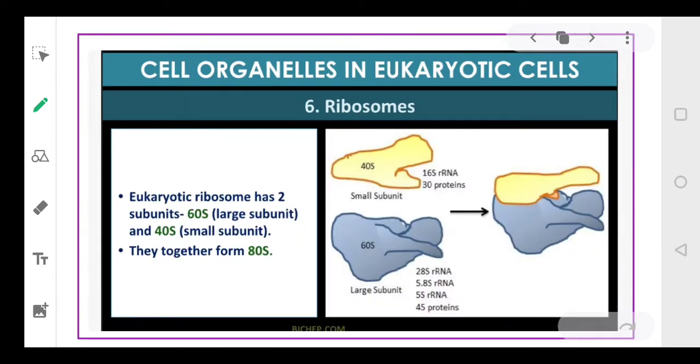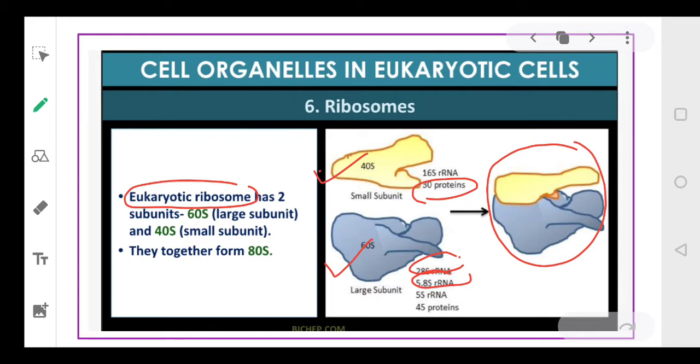Now as you can see here, let's look at the eukaryotic ribosome. The smallest unit is 40S, the biggest unit is 60S. This 60S is made up of 28S RNA, 5.8S RNA and 5S RNA. So in totality 45 proteins here, and in the smaller unit in total 30 proteins. And then both of them join together to form the functional ribosome, which is your 80S.